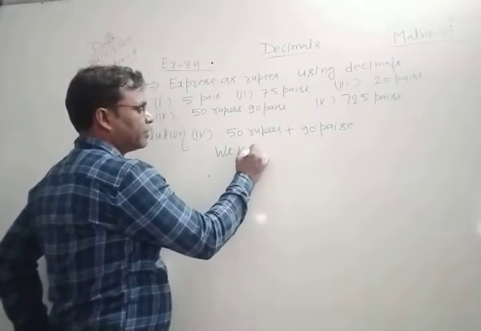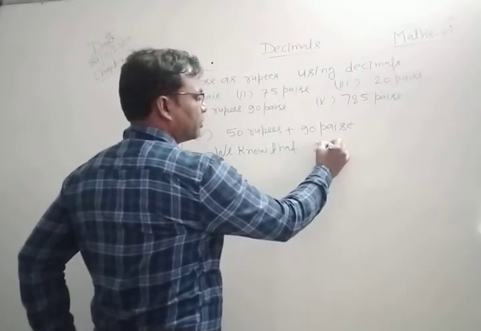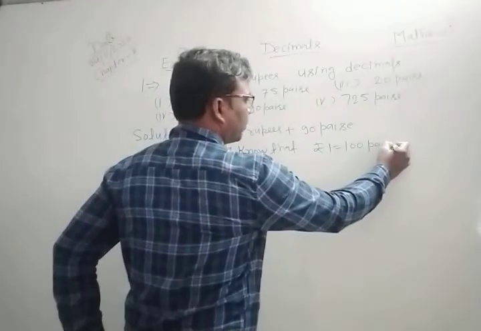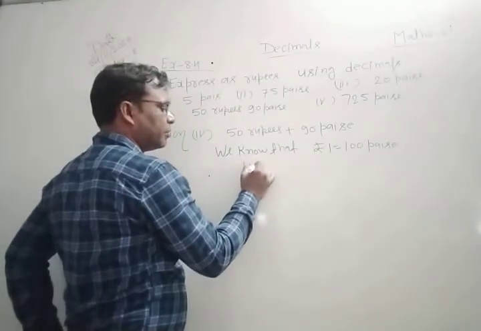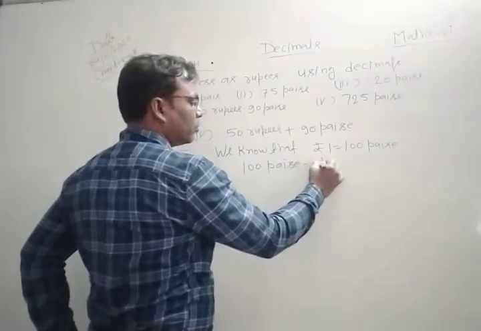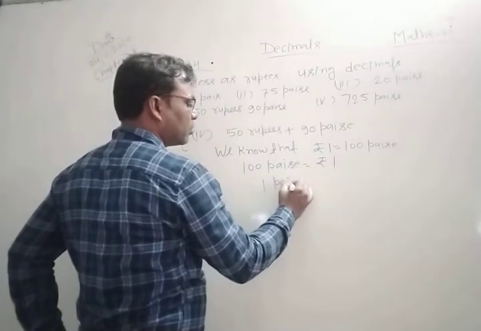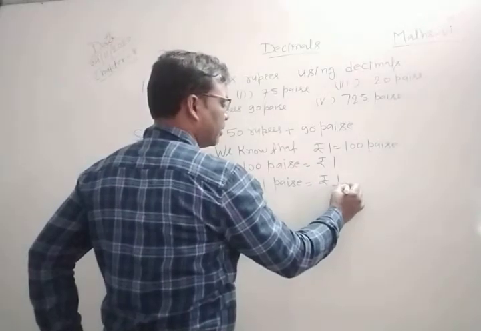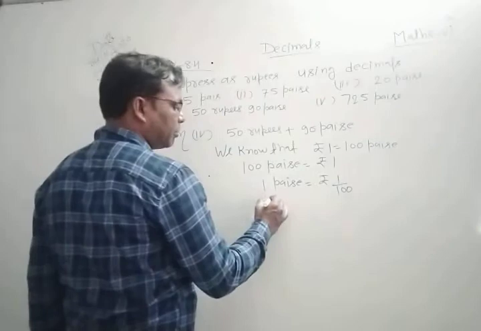we know that 1 rupee is equal to 100 paise, or you can write 100 paise is equal to 1 rupee, so 1 paise is equal to rupees 1 by 100. Clear? So we have 90 paise.